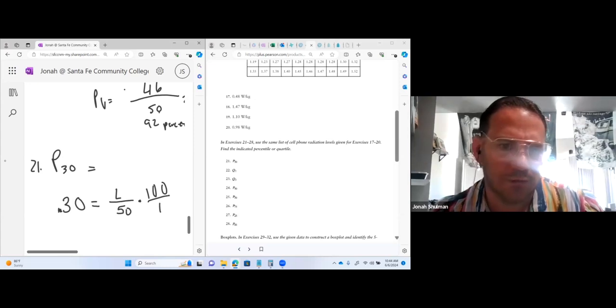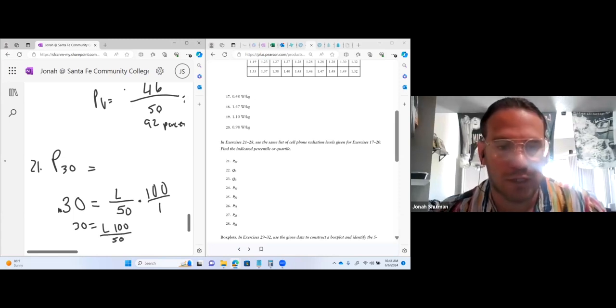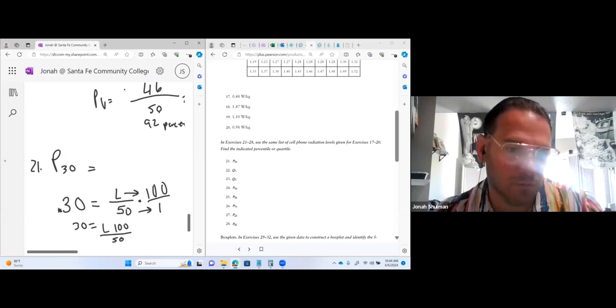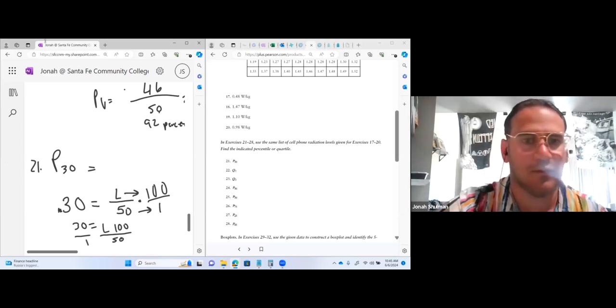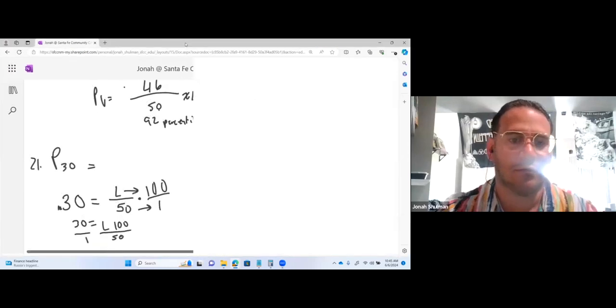So over 1, so 30 equals L times 100 over 50. So I'm just making this into a fraction. Top times top, bottom times bottom. This is what we're looking for. It's L times 100 over 50. Now I have to do this. Go boom, boom. Okay. So here, let me make this real nice and neat for us.